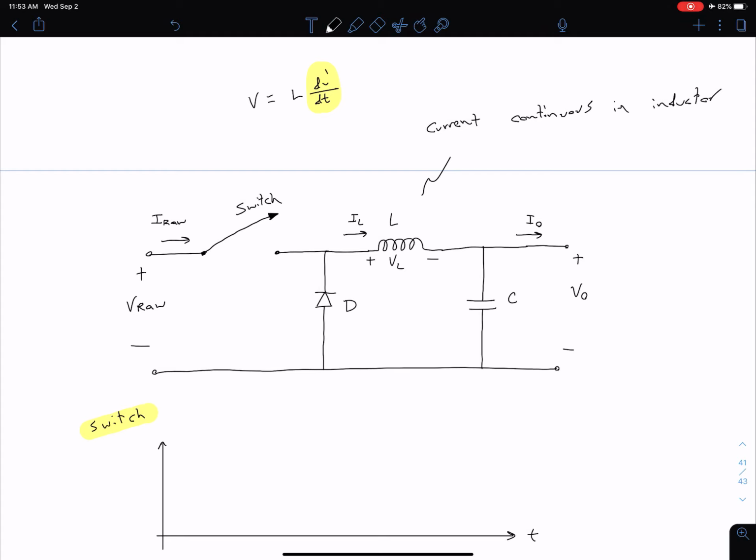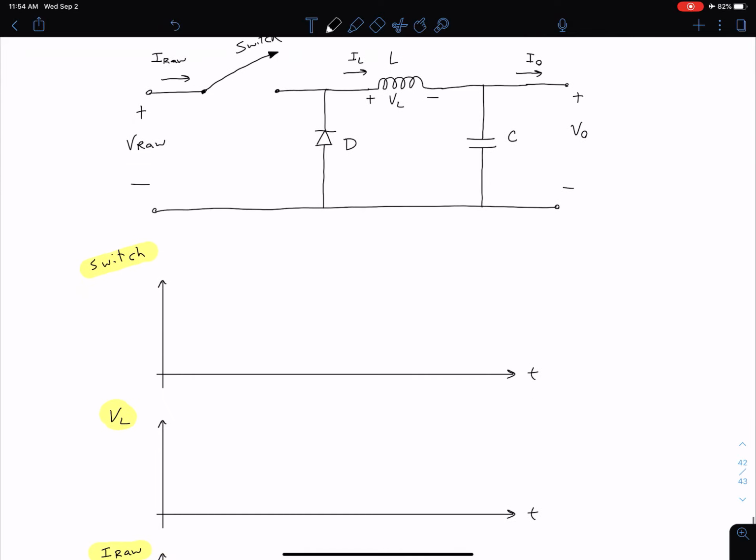So we have this current slowly increasing as it's connected to V raw, it's charging up. Then we disconnect V raw, and there's still some energy in that inductor. The switch is opened, but we still have energy in the inductor. The diode is preventing current from flowing backwards through the circuit, so our current is still being discharged through our load, and again our capacitor is keeping that voltage across our load constant. So let's look at some waveforms of some of these key values and see if we can get a better look at what's going on.